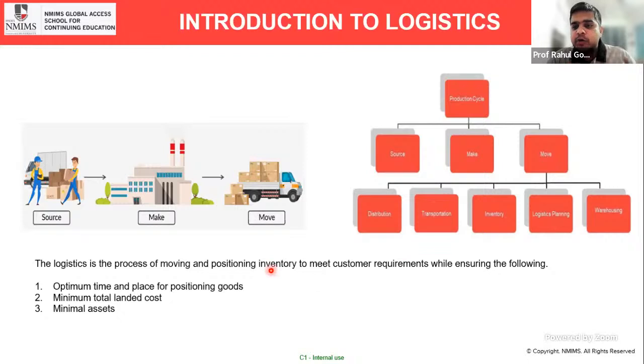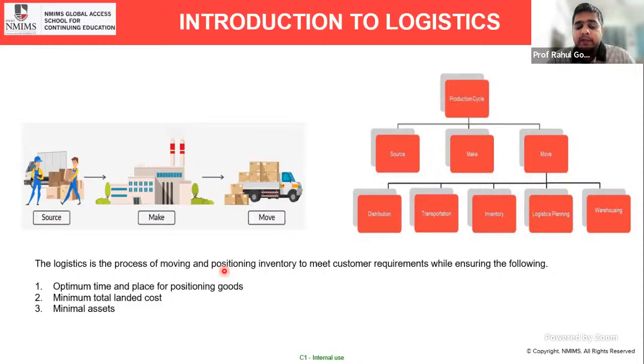So from the process point of view, what is the definition of logistics? Logistics is the process of moving and positioning inventory, right? And why do we need to move and position the inventory? Because we want to meet customer requirements. But at the same time, there are some overriding objectives of this logistics function, right? So while we place and move inventory through a network, through this chain, there are a few things which need to be kept in mind.